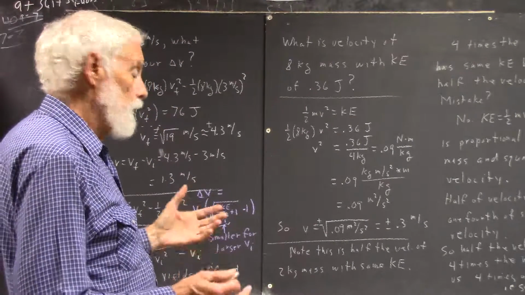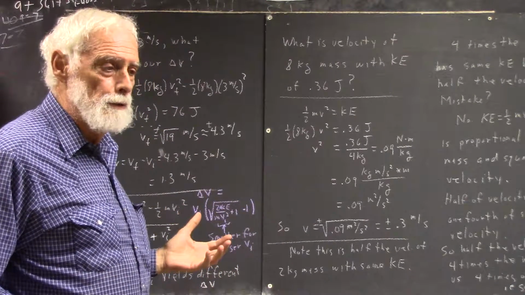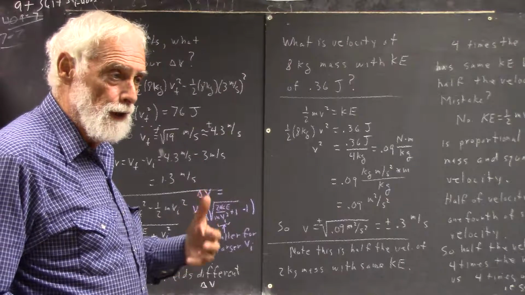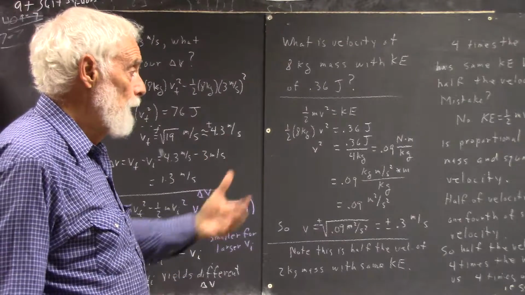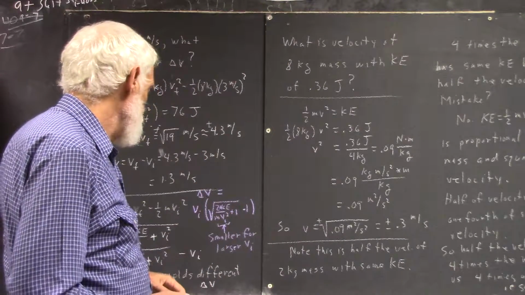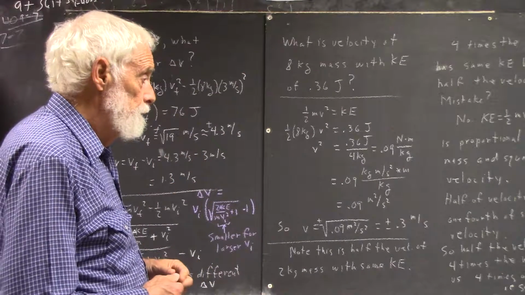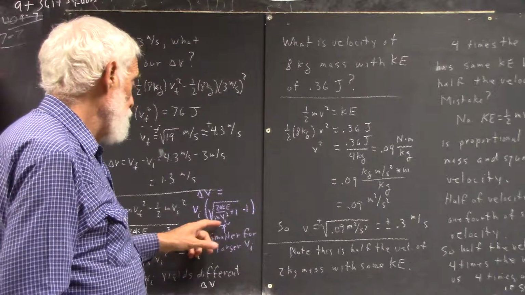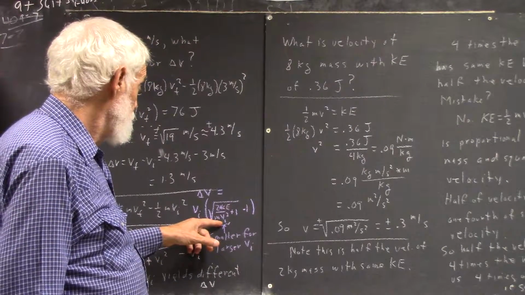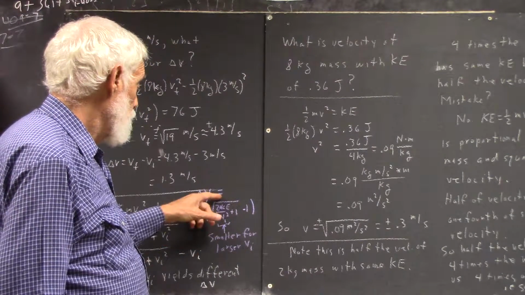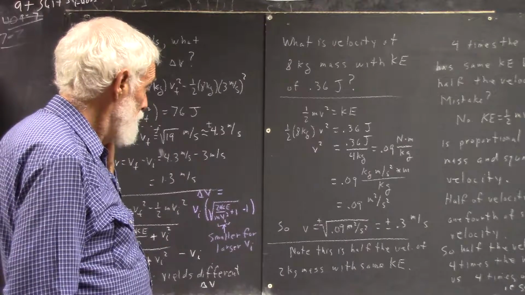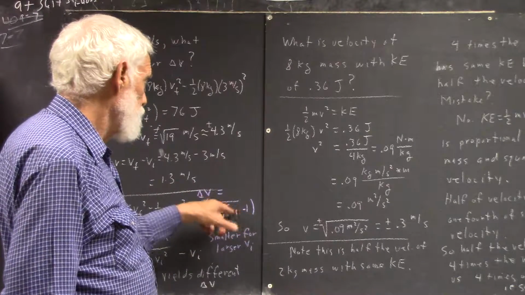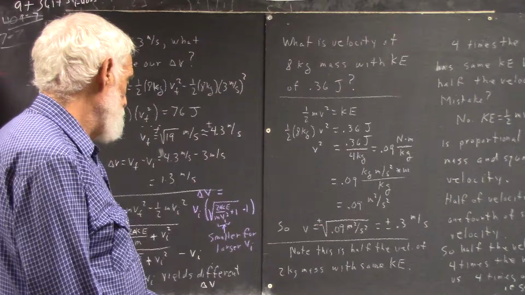So if you're moving at 100 meters per second, you don't need much change in velocity to change your kinetic energy by 40 joules. Okay. On the other hand, if VI is very small, then this term gets much larger.